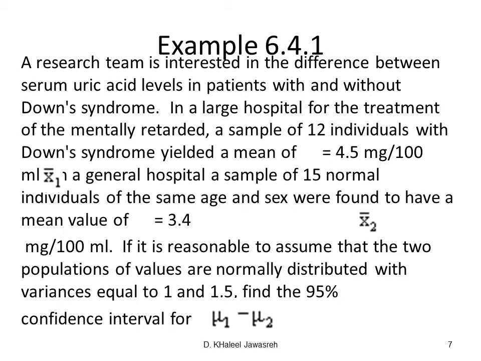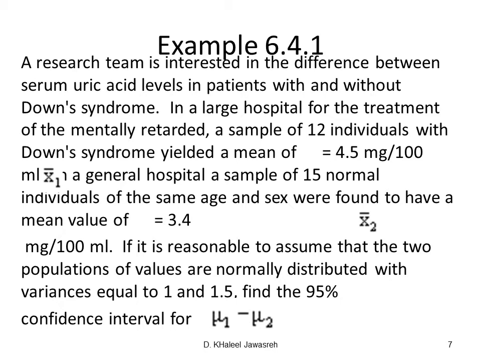A researcher team is interested in the difference between serum uric acid level in patients with and without Down syndrome. So we have two populations. The first one is with Down syndrome, and the other one is without Down syndrome. The interested trait is serum uric acid level in a certain patient.